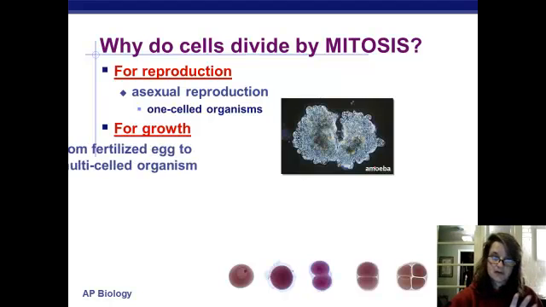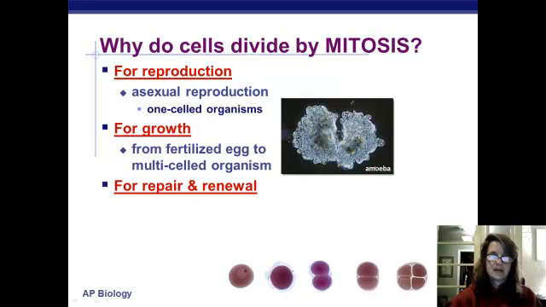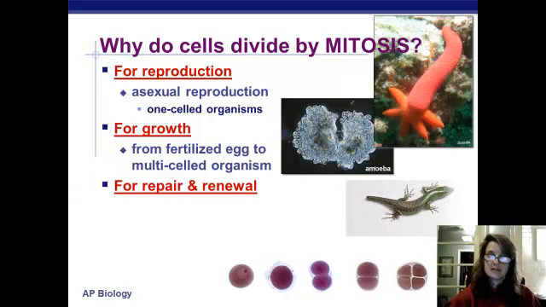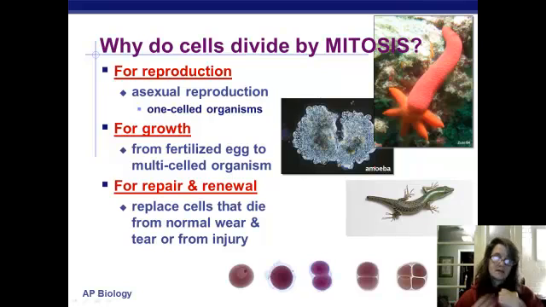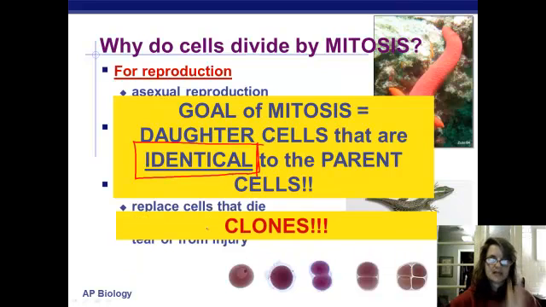Mitosis is also used for growing, as we've already seen. You went from a zygote to a many-celled organism. We also use it for repairing our tissues, for renewing. If you have skin that's sloughing off, your skin cells make more skin cells to replace those. So tissue repair. So the important thing, though, to remember about mitosis is that we want to create daughter cells that are identical to their parents. We are interested in creating clones.